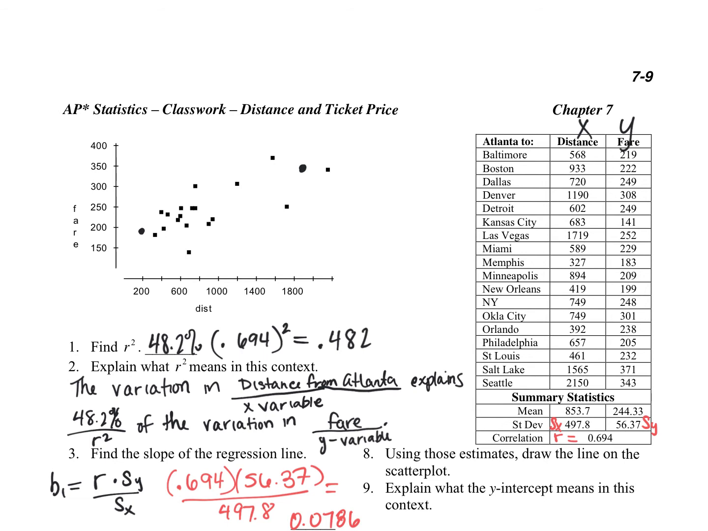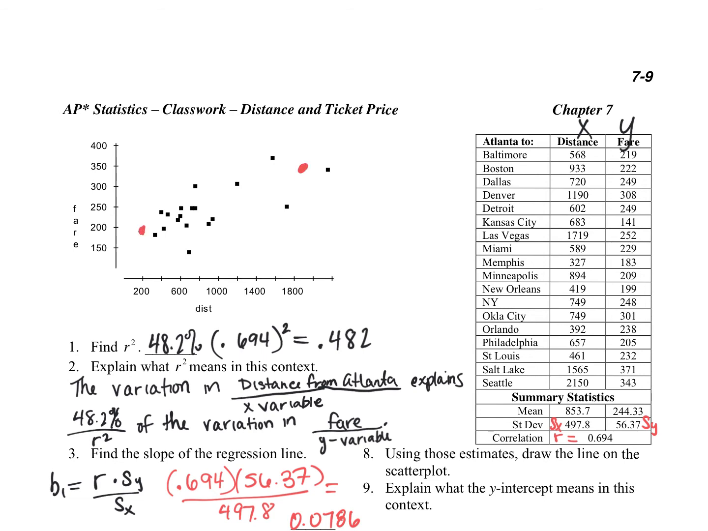Okay, that's what 8 says. Using those estimates, draw the line on the scatter plot. You are not going to ever draw your line on the scatter plot by looking for 2 points and just connecting them there. You need to actually find 2 predicted values. So if you're not given 2 values to predict and your graph looks like this, you take the lowest number, 200, and then the highest number, 1,800. You plug them into the equation and then you draw your line. We don't look at it and say, oh, this looks about right, if you're actually asked to draw a good line.